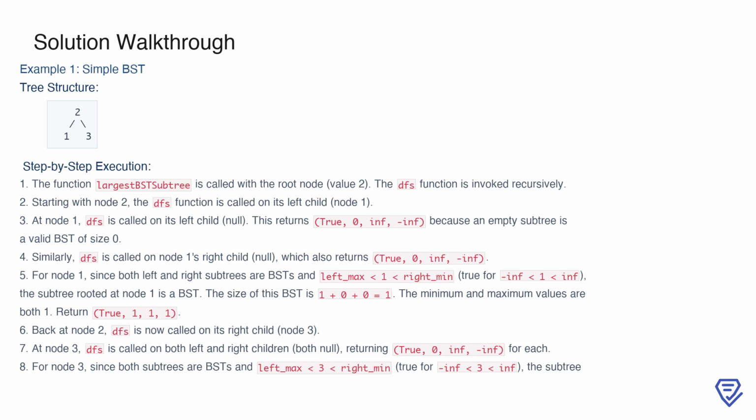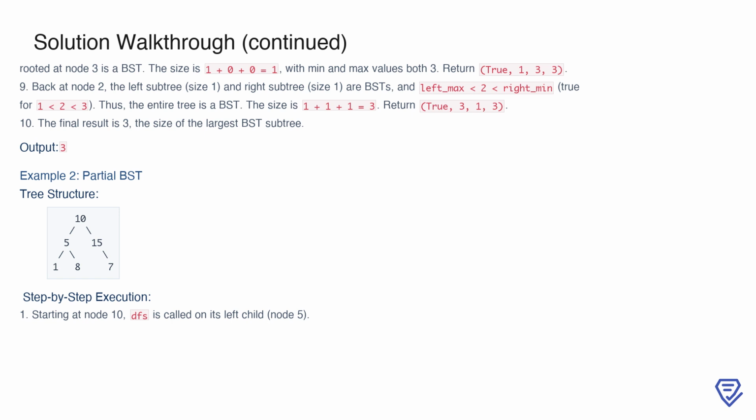maximum values as 3. Now, back at the root node, we combine the results from the left and right subtrees. The left subtree rooted at node 1 is a BST of size 1, and the right subtree rooted at node 3 is also a BST of size 1. Additionally, the condition left_max < 2 < right_min holds true for the values 1, 2, and 3. This confirms that the entire tree is a valid BST. The size of this BST is the sum of the sizes of the left and right subtrees plus 1 for the root node, giving us a total of 3. This is the largest BST subtree in this example, and the function returns 3 as the result.